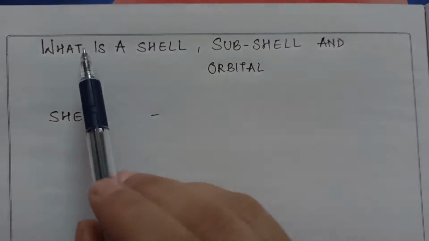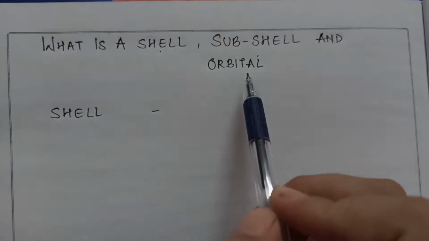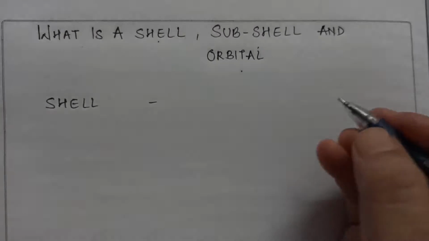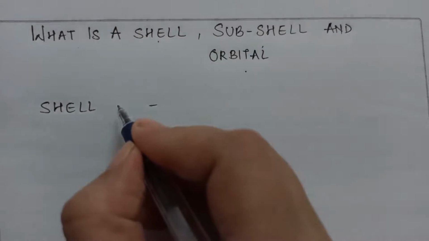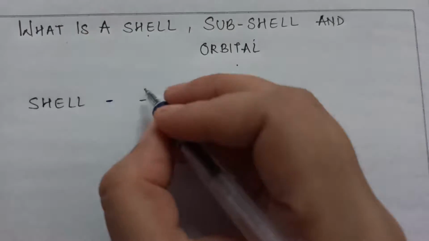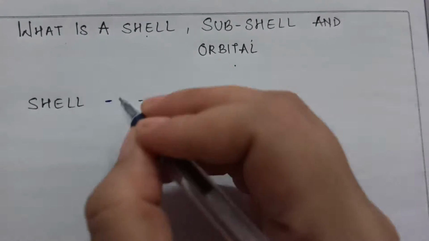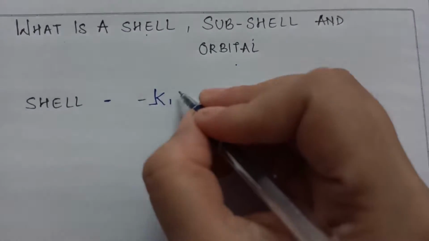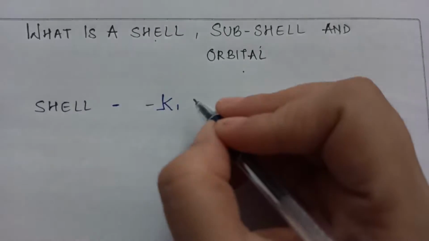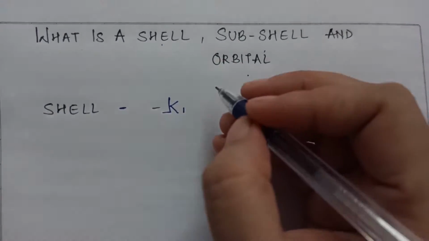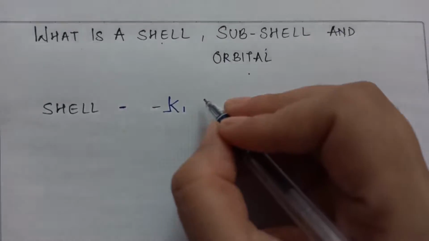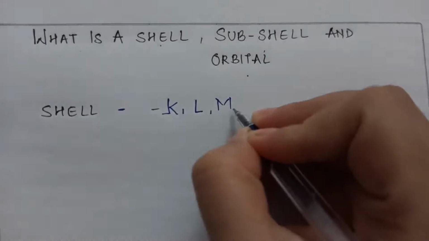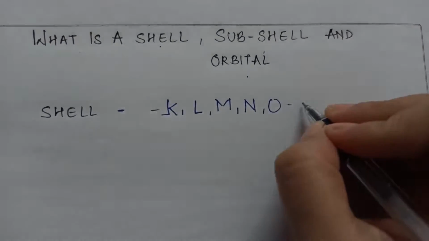In this video, we will talk about what is a shell, subshell and an orbital in an atom. In 10th class you have already studied that shells are the circular paths around the nucleus, and shells were given by Bohr. Bohr was the first scientist who talked about these circular paths in which the electron revolves around the nucleus. So the shells are K, L, M, N, O, and so on.